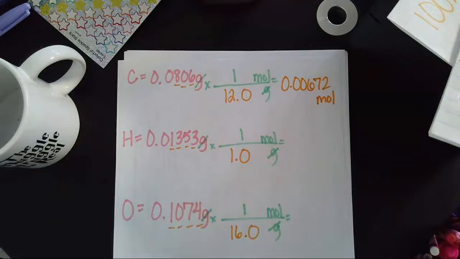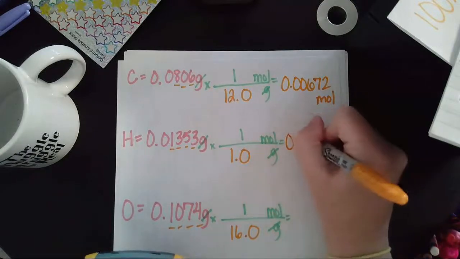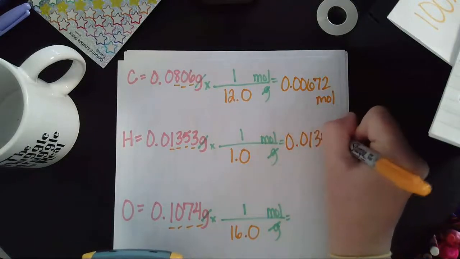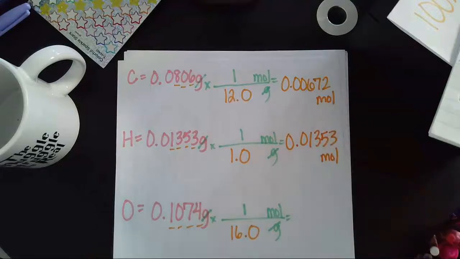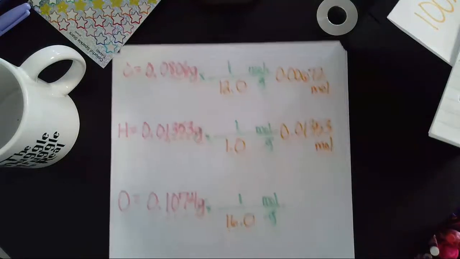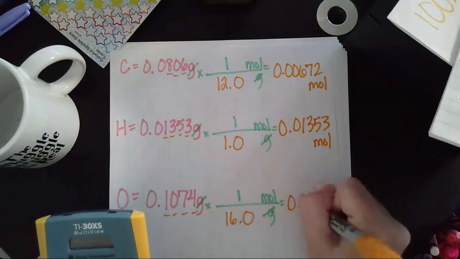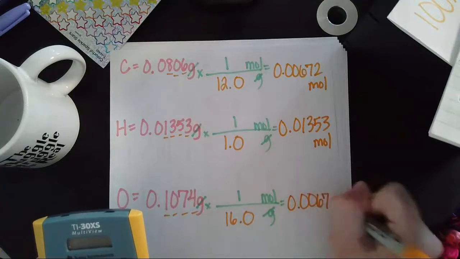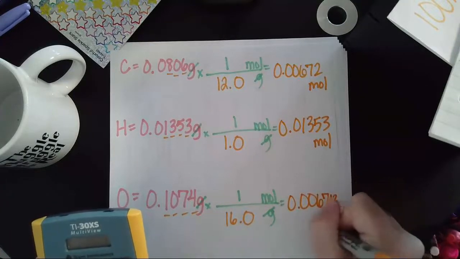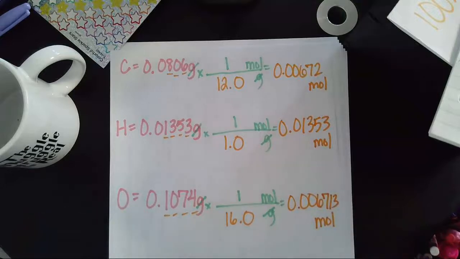0.01353 divided by 1. Haha, same answer. 0.01353, but now it's in moles. It's moles of hydrogen. And 0.1074 divided by 16 is 0.006713 moles, and that's moles of oxygen. So now I have the moles of all 3 of my elements.